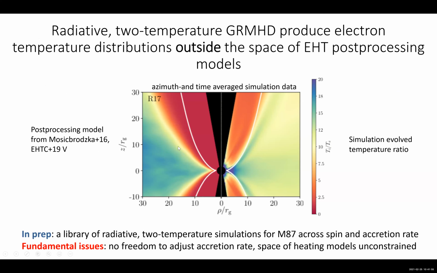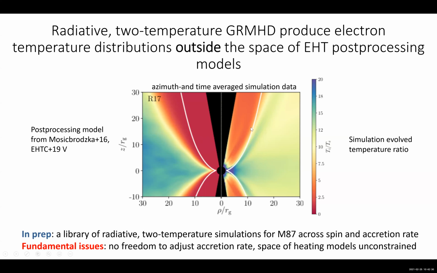Here on the left, where we see this model in post-processing, there is a very sharp transition in the temperature ratio between the funnel region, which is magnetically dominated, and the disk, and then it's relatively constant in both those regions. But in the actual simulation, which evolves the temperature ratio self-consistently with an underlying plasma heating model, we see a much more complicated structure. We see, for instance, that the temperature ratio isn't unity in the jet. The electrons are still cooler than the ions in the jet, and there's a much more complicated structure in the disk as well.